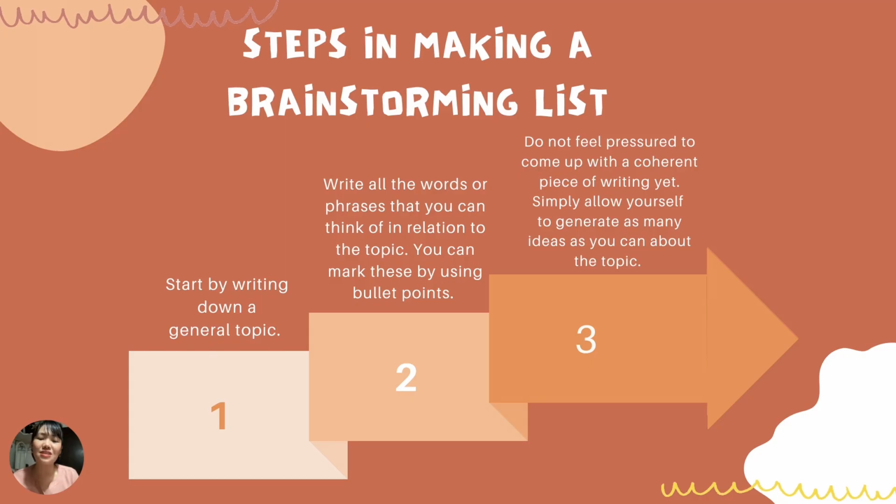Okay, so moving on to the steps in making a brainstorming list. So here are the steps. We have 3 presented on the screen. So first is to start by writing down a general topic. Okay, for example, your general topic is love. So you are going to write about love. You are going to write your brainstorming list of ideas about your general topic, which is love. So the second step is to write all the words or phrases that you can think of in relation to your topic, which is love. So you can mark this by using bullet points. For example, love.